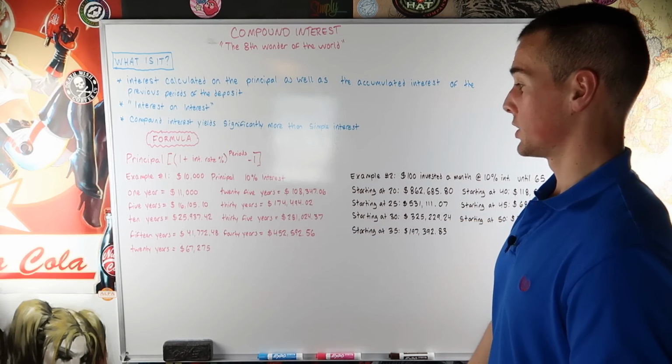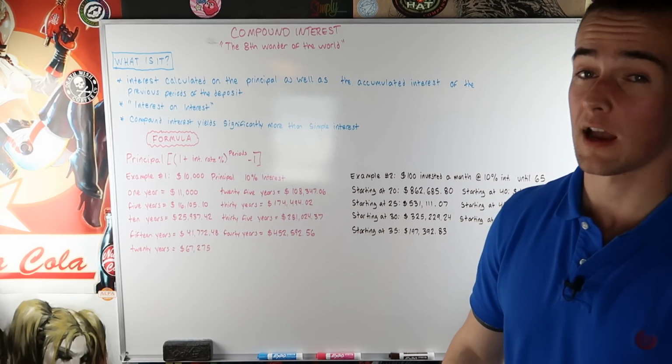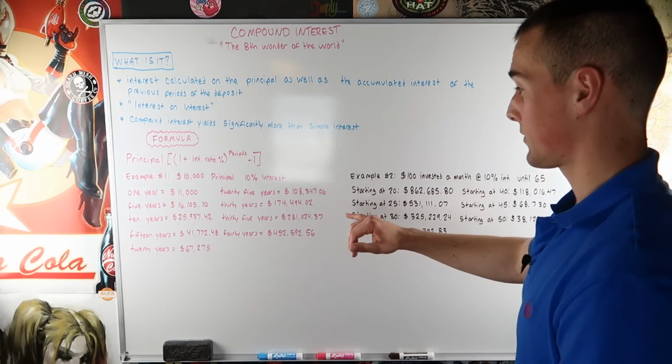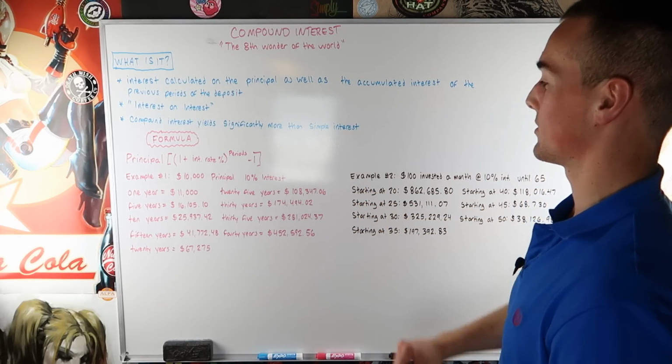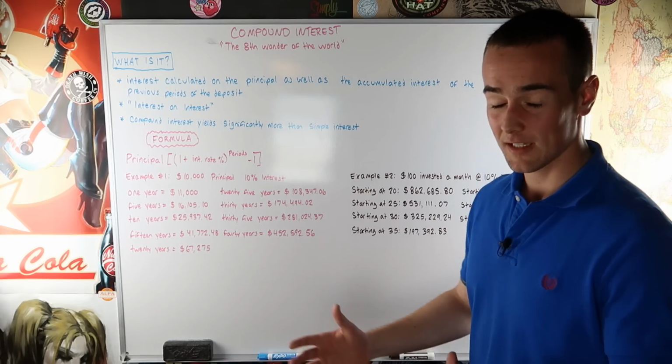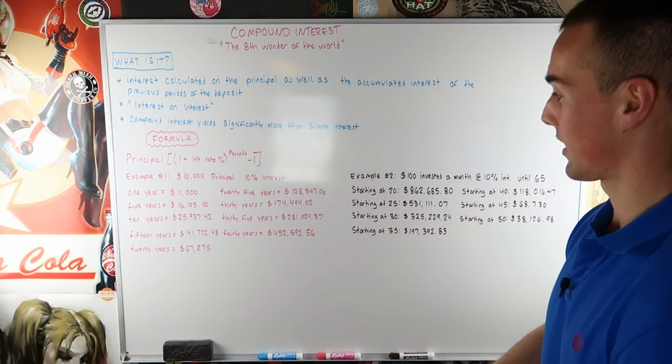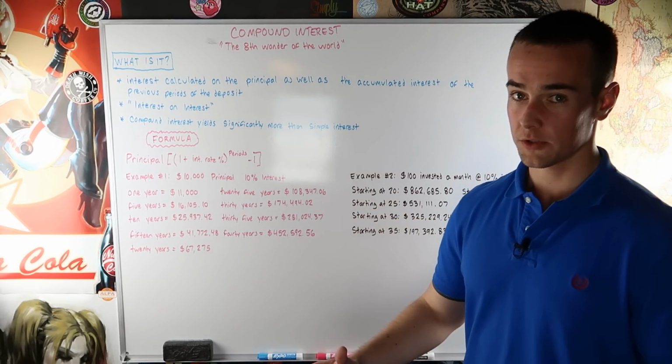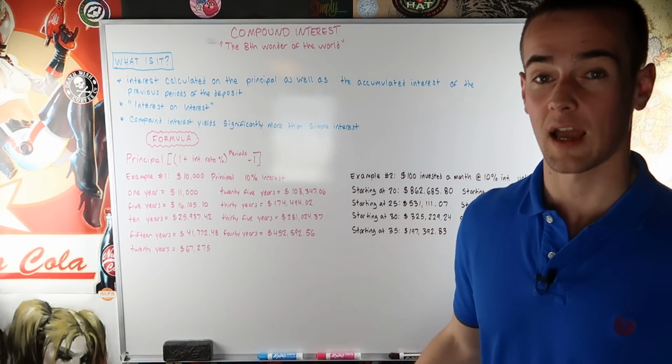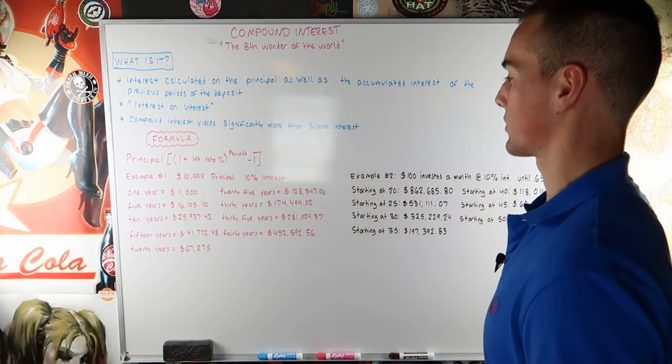30 years later, you're at just shy of $175,000. There's a significant jump between 25 and 30 years right there, as you can see. So this is where things start to get interesting, guys, okay? After 35 years, you're just shy of $300,000 on your $10,000 investment.